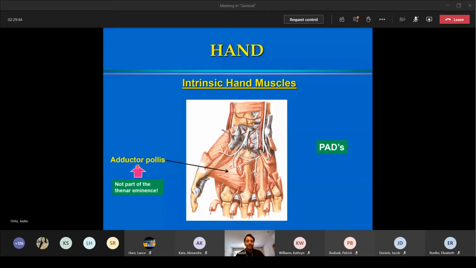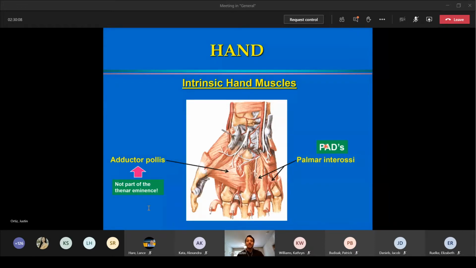But for the adductor pollicis, remember, this is not part of the thenar eminence, right? This is located right here, and it's going to allow for just adduction. So adductor pollicis is not part of the thenar eminence. That's important to note. We'll talk about PADs later. Oh, wait, there are PADs. Great. Okay, so for PADs, those are going to be your adductors.